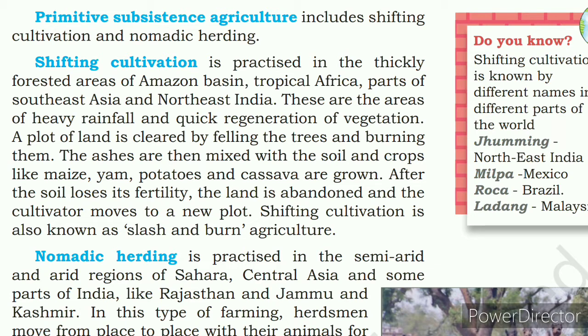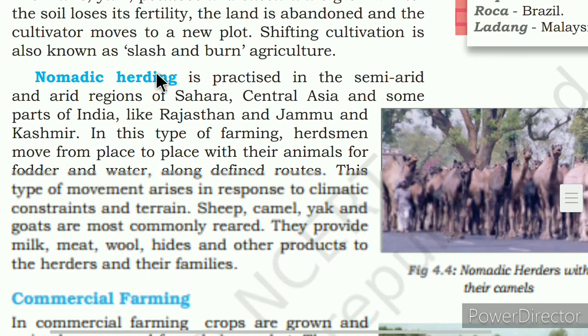Mostly maize, yam, potatoes, and cassava are grown. Shifting cultivation is mostly found in the Amazon basin and tropical Africa, but in Asia, even in our India, these areas are also found. That is called shifting cultivation, right?